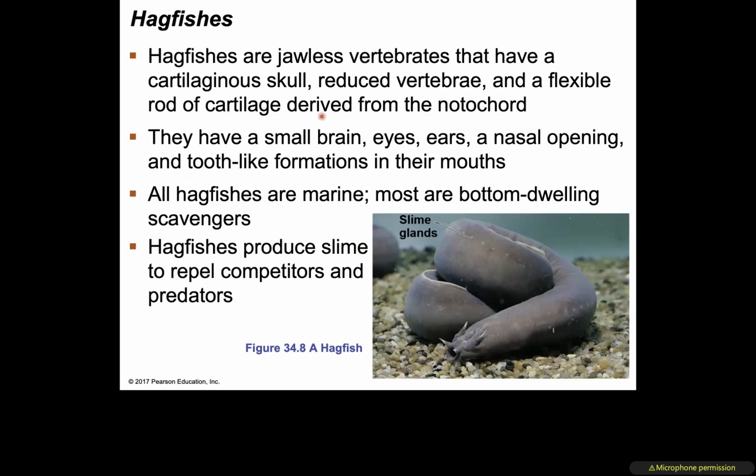So it gets very simple. It starts very simple. They have a small brain, eyes, ears, nasal opening, and tooth-like formations in their mouth. All your hagfishes are going to be marine, and most of them are going to be bottom-dwelling scavengers. Your hagfishes are going to produce slime, and that's what they do to repel their competitors and their predators.